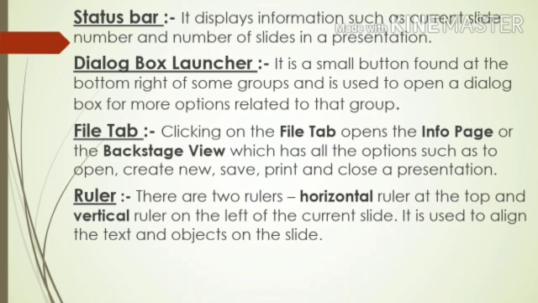Seventh is ruler. There are two types of rulers. One is horizontal and second is vertical. Horizontal ruler is at the top whereas vertical ruler is on the left of the current slide. Ruler is mainly used to align the text objects on the slide.